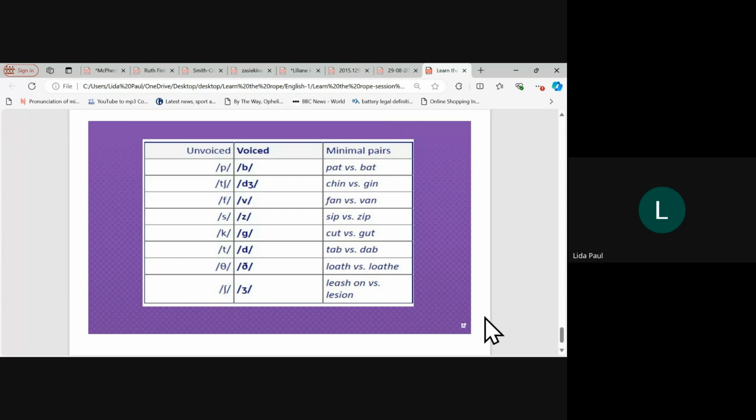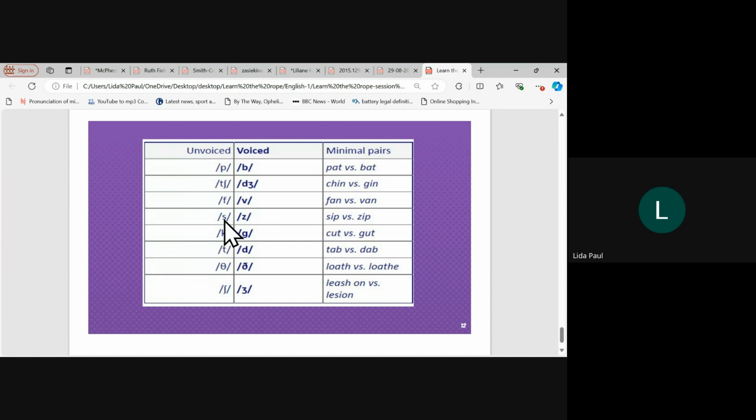So ch, j, you can experience it. You can just hold your hand, press it a little bit on your vocal cord in the throat, right? Press it towards your throat a little bit, and you can see as you say ch, there's no vibration. You say j, and you can feel a vibration, right? So that's the difference. Among the labiodental, again, you have voiceless, voiced.